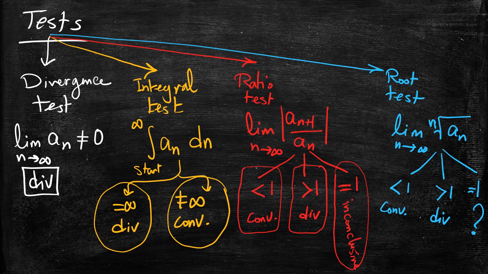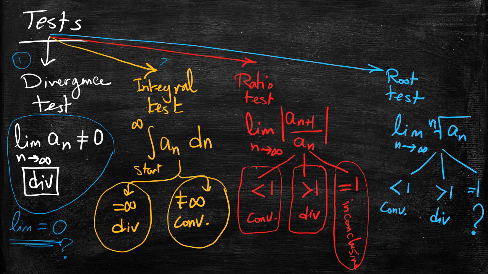And this test states: if the limit of an when n approaches infinity gives us some value other than 0, then this is conclusive and tells us that the series is divergent. If this limit gives us 0, it's inconclusive. So I can't determine anything. I can't tell anything. I have to use another test.